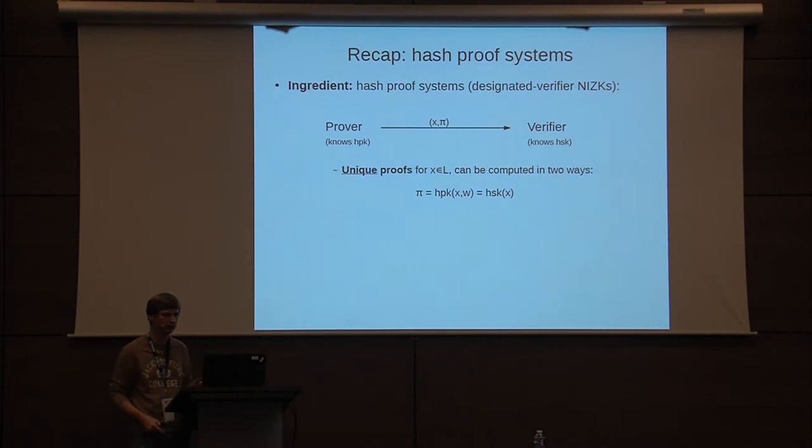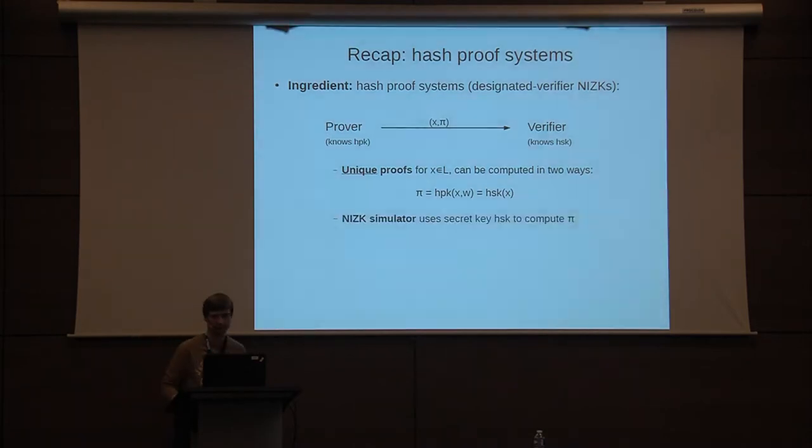In the particular case of hash proof systems, there's a proof which is uniquely determined by the instance and the secret key. You can compute that unique proof either with the secret key just from X, from the instance, or from public information using a witness. The verifier just checks if the proof that he computed from the instance alone matches the thing that he got as a proof from the prover. It's easy to simulate, because we can use the secret key to compute proofs. You just apply the secret key to the instance, that's it.